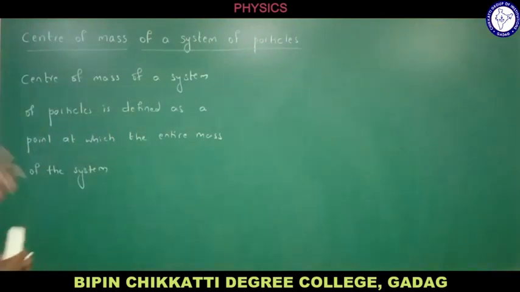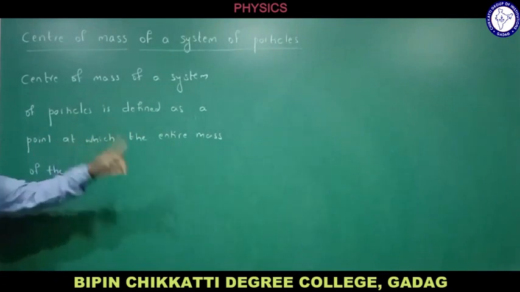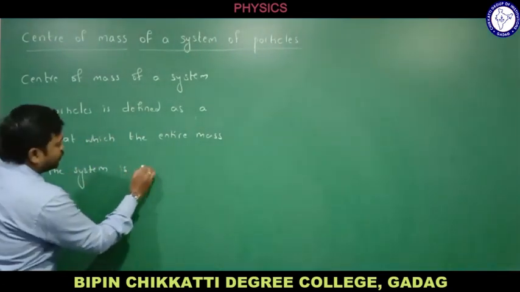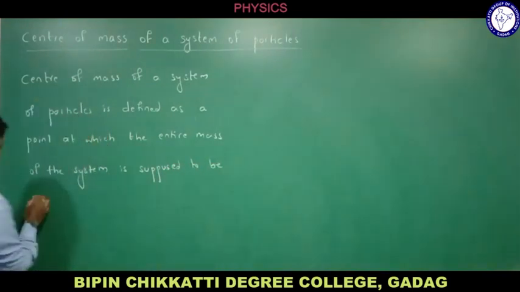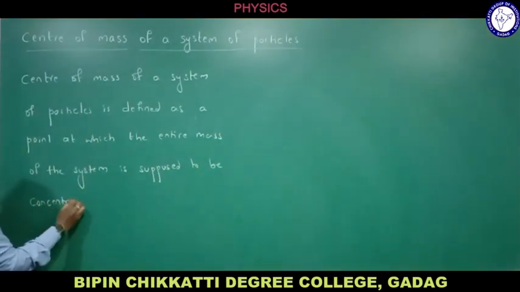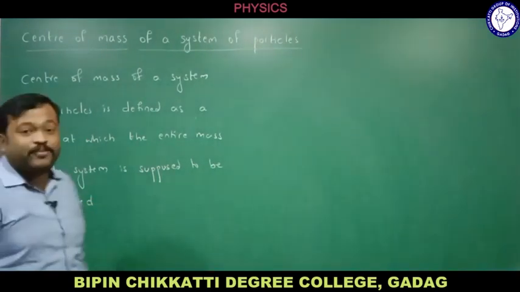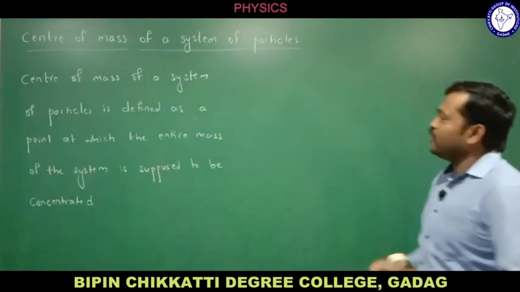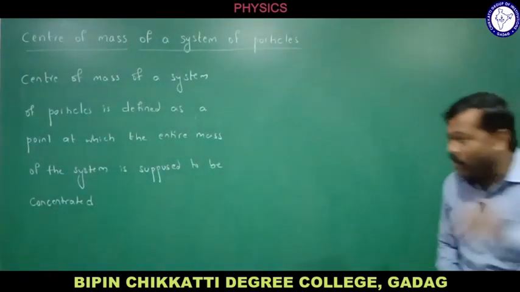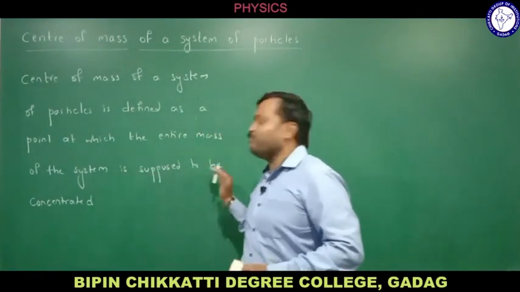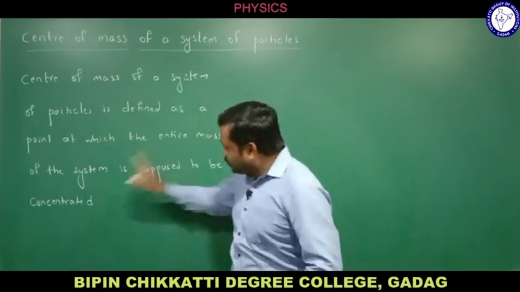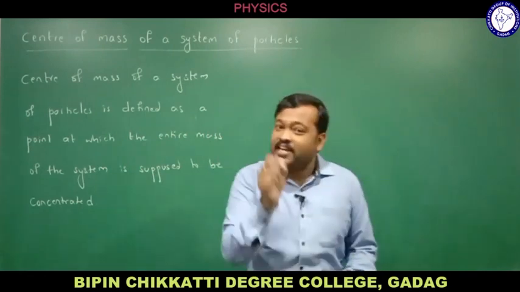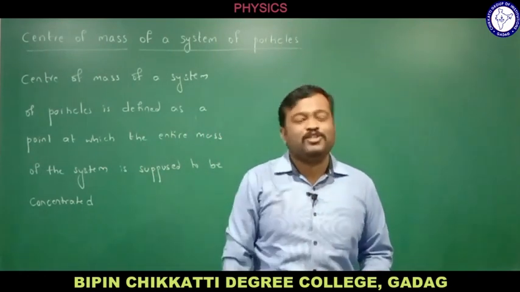Center of mass of a system of particles is defined as a point at which the entire mass of the system is supposed to be concentrated. Is supposed to be concentrated. This is how center of mass is defined. That is the name mass, because the entire mass of the system is supposed to be concentrated at that point, and that point is called center of mass.